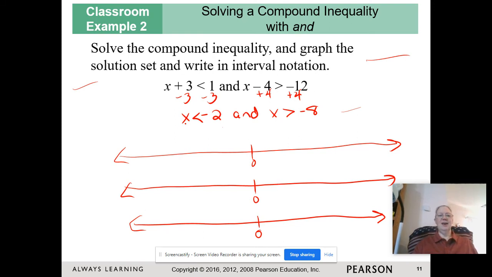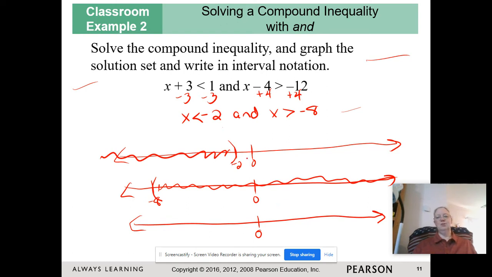Okay, so we have x is less than negative 2. So here's my negative 2, and I'm going to shade in this direction, less than, so I'm going to use parentheses. X is greater than negative 8, so I've got my negative 8 down here, and greater than, so I'm going to shade in this direction, and I'm going to use parentheses, okay?